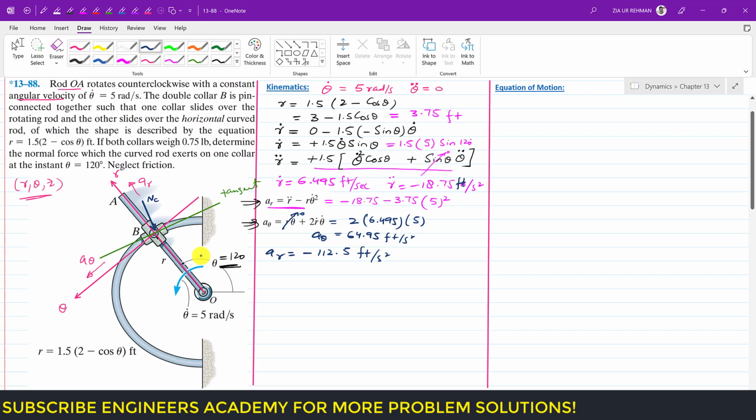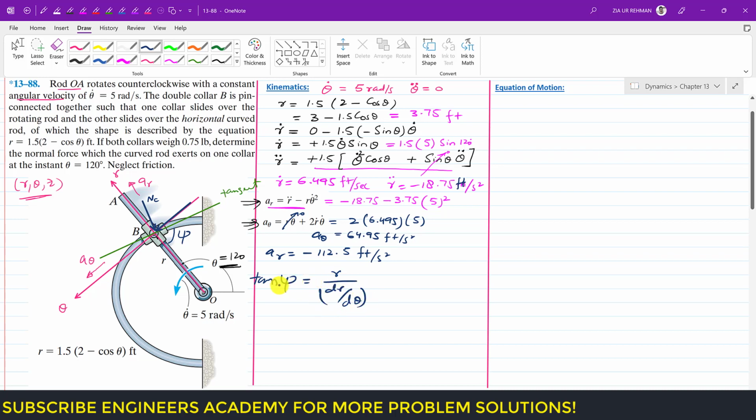Similarly, if this OA arm is moving in the counterclockwise direction, there is a force on this OA arm, and that force will be acting along this theta direction. Let me draw that force. This is that force. At any instant, the angle between the tangent and the radial direction will be represented by psi. As we know from theory, tan psi is equal to r divided by dr by d theta.